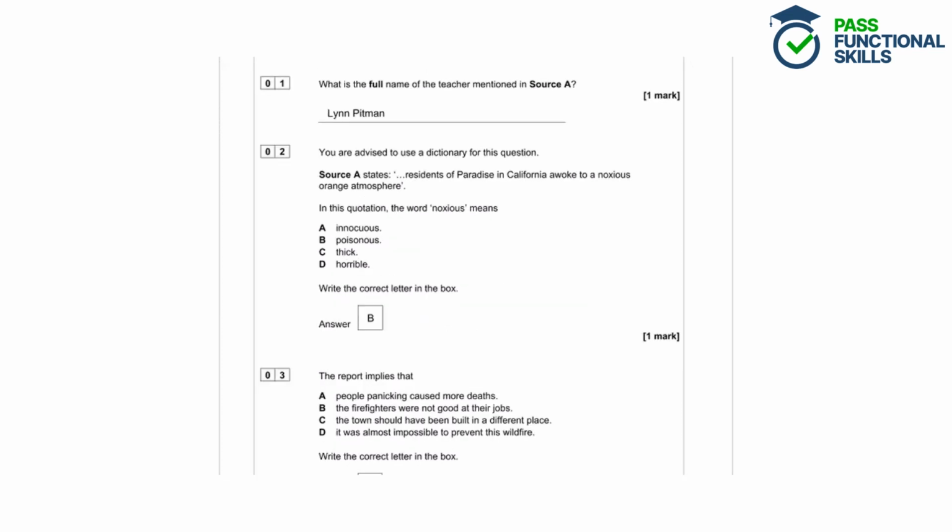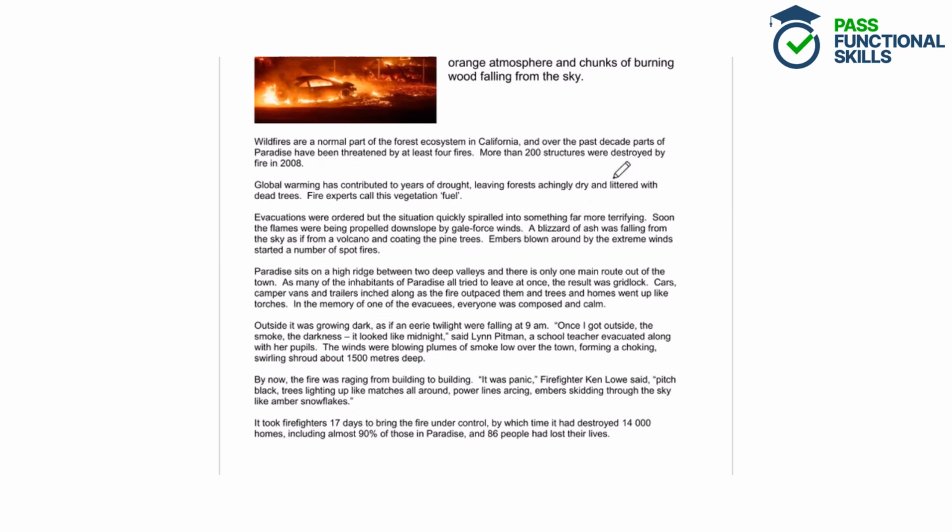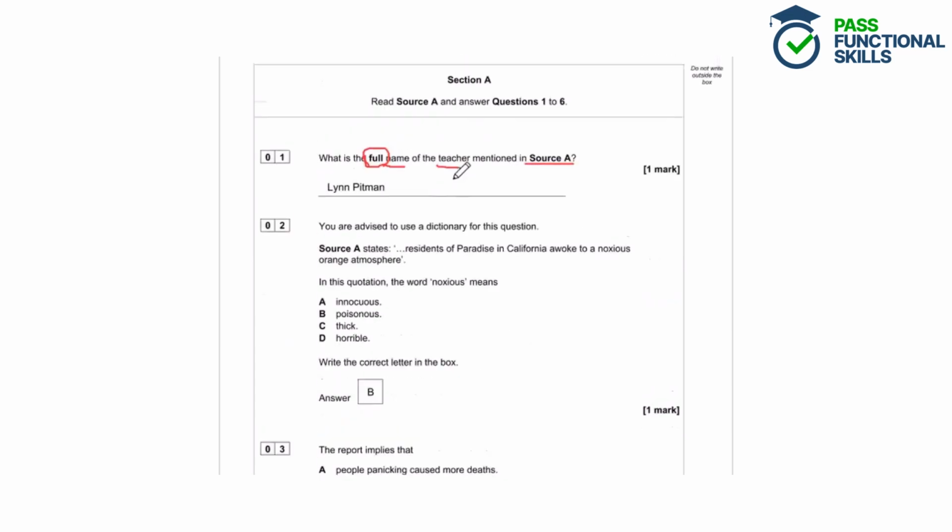Question 1. What is the full name of the teacher mentioned in source A? For this question, we're looking to find the name of the teacher and it has to be the full name, so the first name and the surname. And we're looking in source A. So we're going to scan the text for any mentions of a teacher. And when we look here, we see that a school teacher is mentioned and her name is Lynn Pittman. So your answer there would be Lynn Pittman.